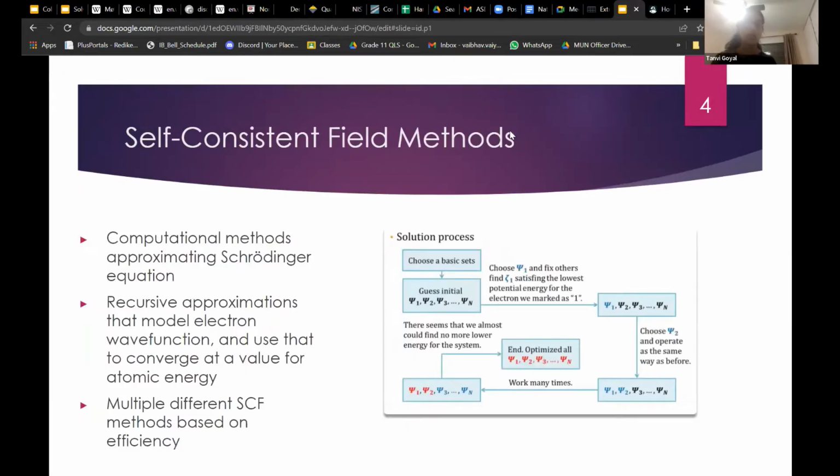And now moving on to the self-consistent field methods. Self-consistent field methods are computational methods approximating the Schrödinger equation. There are 3 main types: Hartree-Fock, density functional theory, and post-Hartree-Fock methods. They all use recursive methods as shown in the image to the right, and it keeps reiterating the values in order to get an accurate or convergent result.